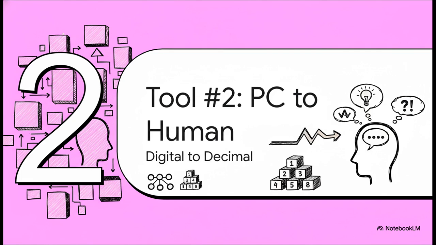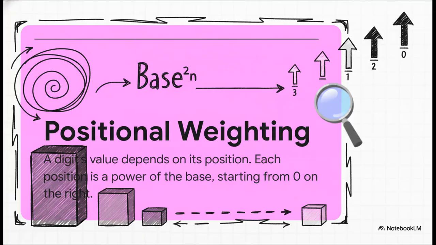Now for our second tool, we're going to flip the script completely. This time, we're going to learn how to take what the computer is saying and translate it back into a language that we can actually understand. So the big idea here is something called positional weighting. And it's actually super intuitive. Just think about the number 111. Even though it's the same digit, each one means something different, right? You have 100, you have 10, and you have 1. It's the same exact principle in binary or hex. Each position has a specific value, a power of its base, starting from 0 on the right-hand side.